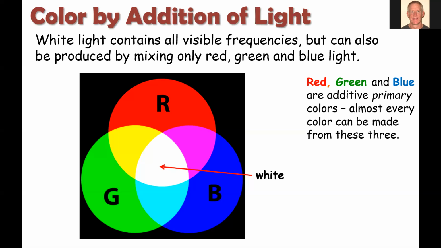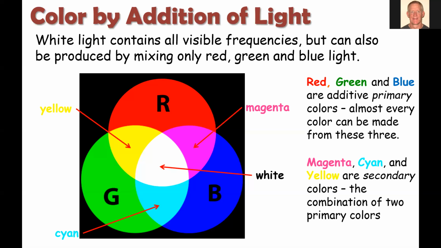So what are the colors that can be produced by some of the simple combinations of red, green, and blue? Well, if you combine all three of those, you get white light. Red, green, and blue produces white. And then we have some secondary colors, magenta, cyan, and yellow. And these are the result of combining two of the primary colors.